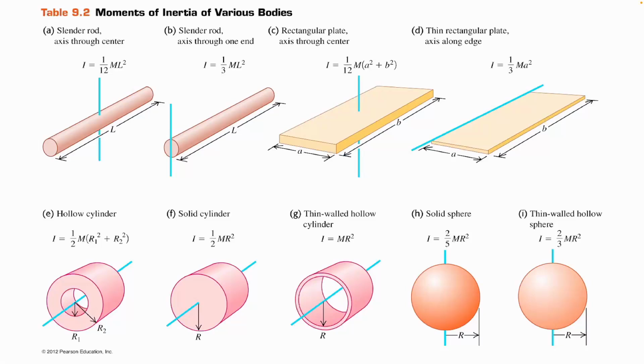I failed fractions in 3rd grade. Obviously 2/5 is bigger. It's got a bigger number in it, right? That was always my argument. No, 2/3 is bigger, isn't it? Okay, so what the heck does that mean? What does a bigger moment of inertia mean? If these two things were the same mass and the same radius, which one would be harder to rotate?